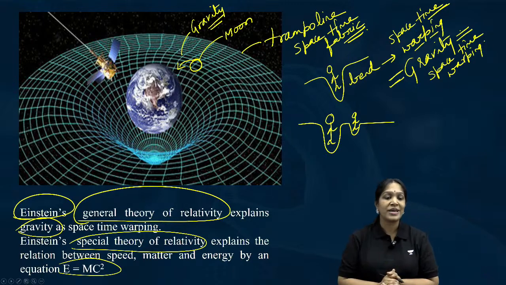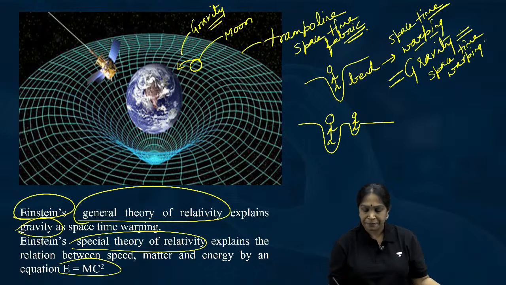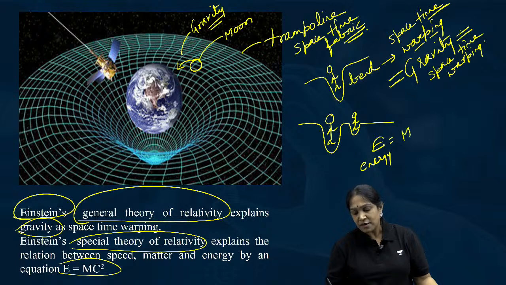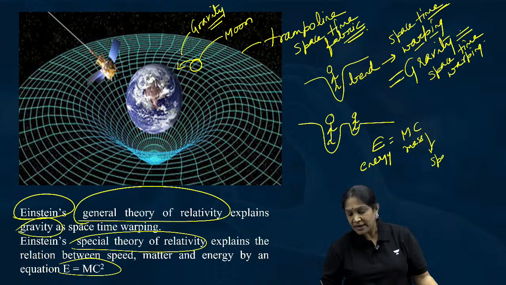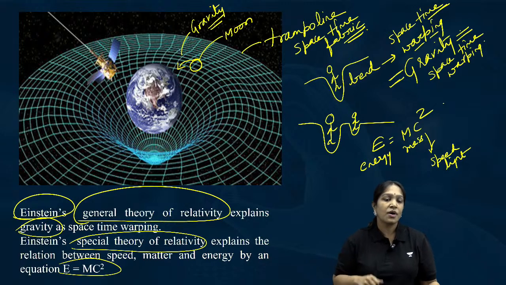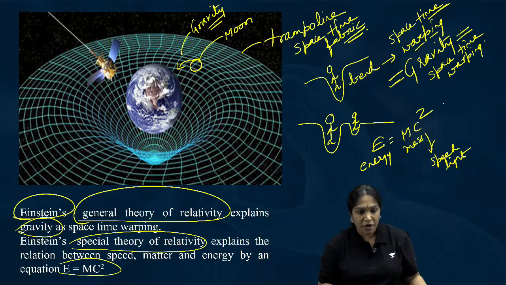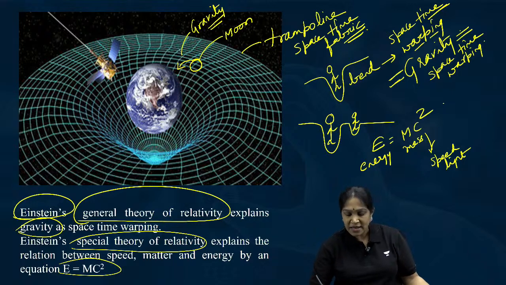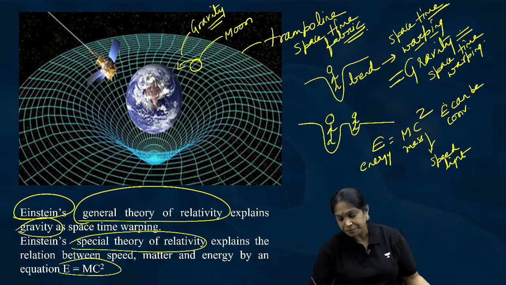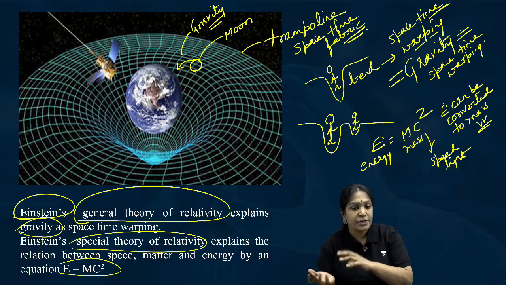The famous equation E is equal to mc square. E is equal to energy. M is equal to mass. C means the speed of light, squared. This is called E is equal to mc square. What is the meaning of this? The meaning of this equation is energy can be converted to mass, or vice versa. Mass can be converted to energy.